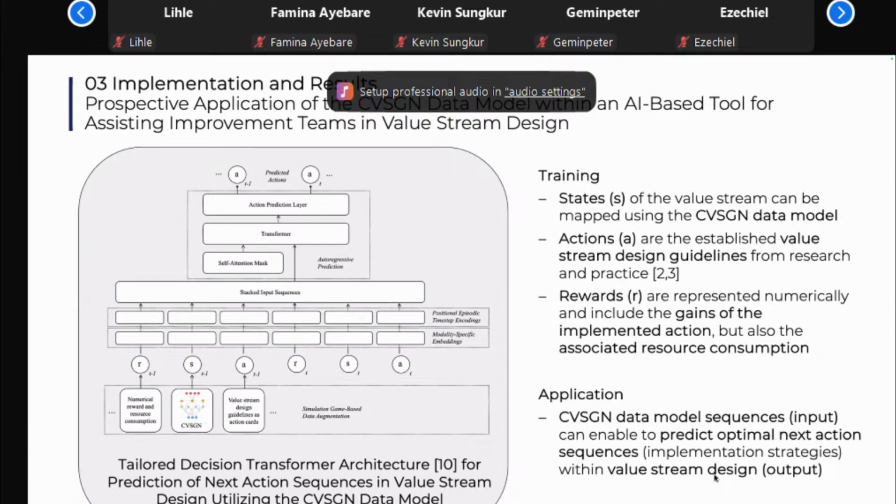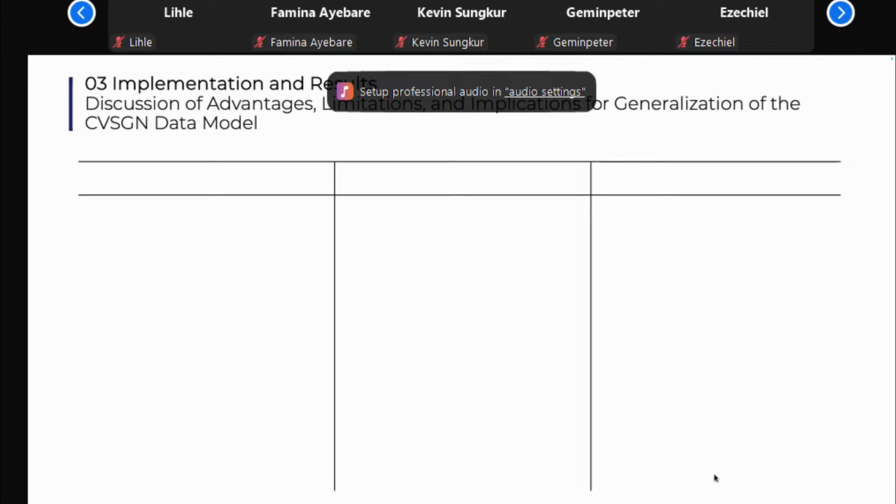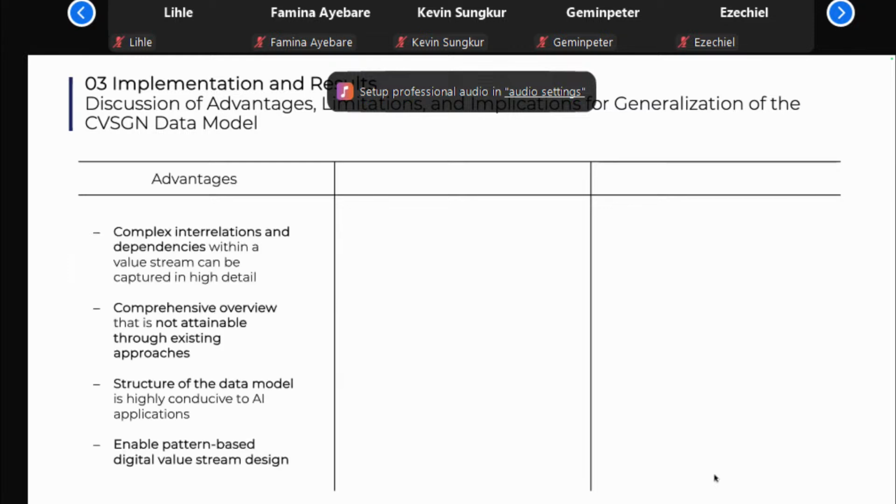Within application in industry, an improvement team can now simply collect data and plot the complex value stream graph network and use it as an input, and then receive as an output optimization sequences for resource efficient value stream design. Now let's go into the discussion of advantages, limitations, and implications for generalization.